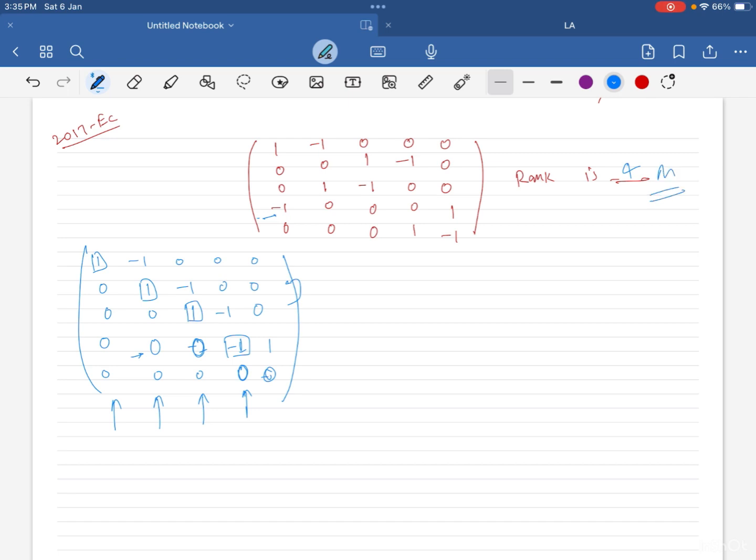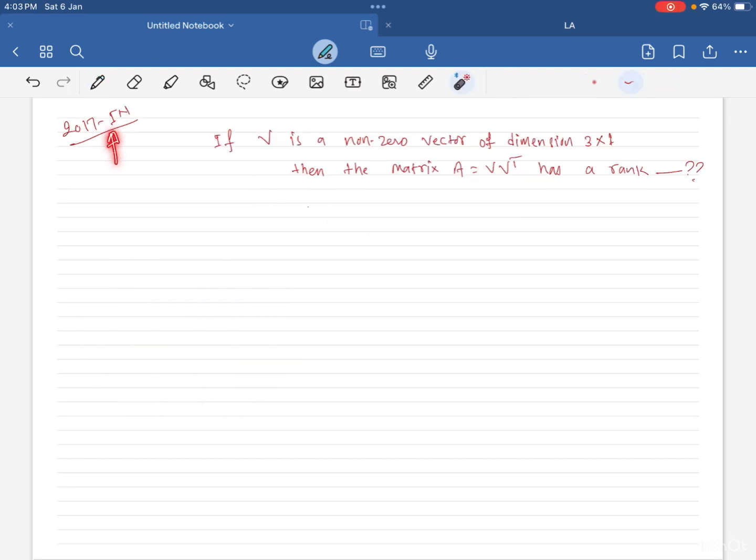Okay, now let's look at a few more questions. This question is from Instrumentation Branch 2017, and the question given is: if V is a non-zero vector of dimension 3 by 1, then the matrix A, that is V into V transpose, has the rank what? So we are asked about the rank of V into V transpose, which we are calling A, and what we are given about V is that it is a vector with 3 rows and 1 column, so 3 by 1, right?